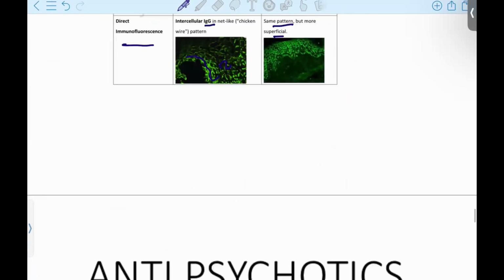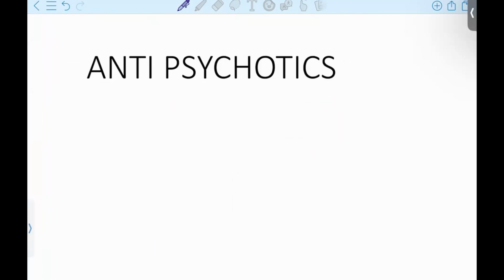Next, coming to the antipsychotics. In the antipsychotics, let's see the differences. You will be having the first generation and second generation. So the first generation is known as your typical, and the second generation is the atypical drugs.